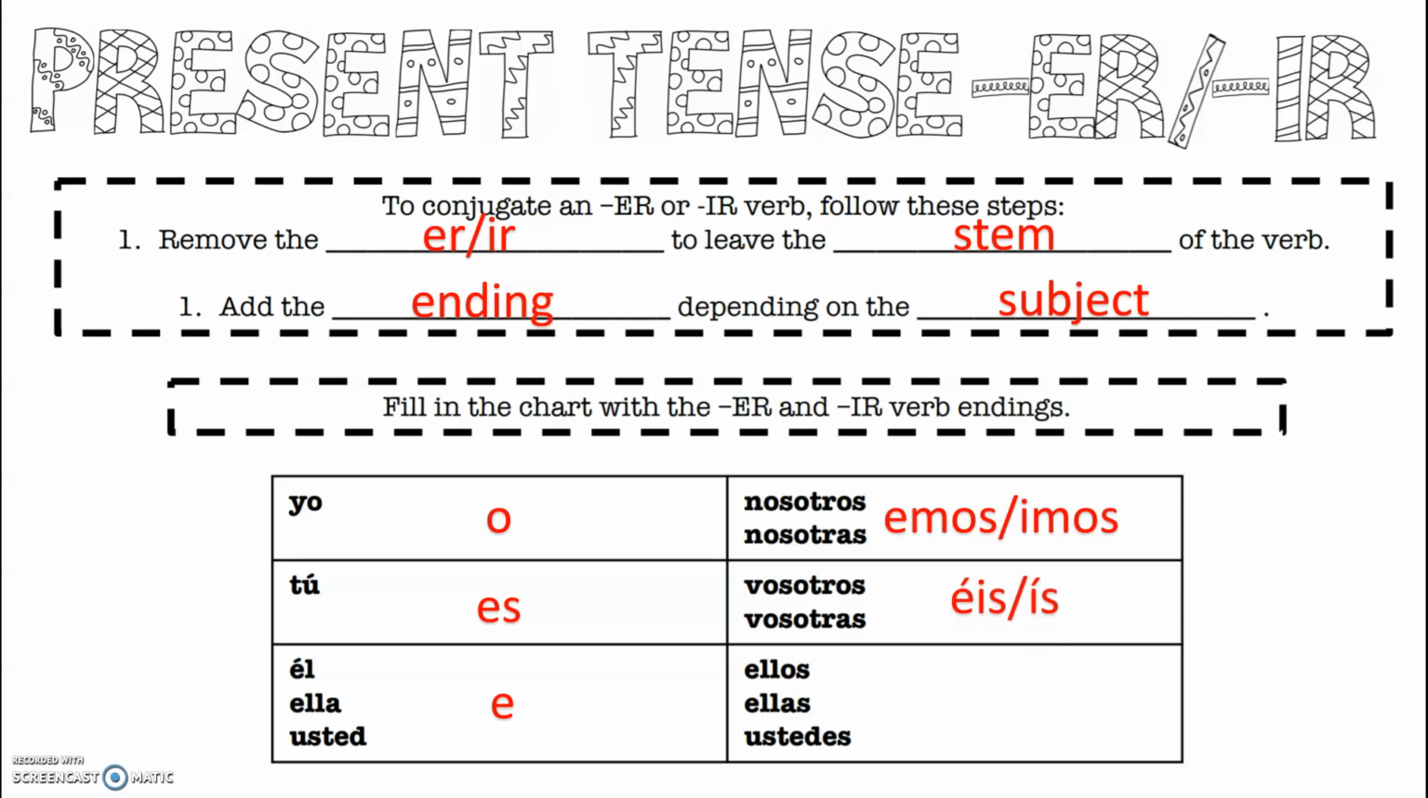La forma vosotros, éis or ís. Again, éis would be for verbs that end in ER, and ís would be for verbs that end in IR. Ellos, ellas, ustedes, en.